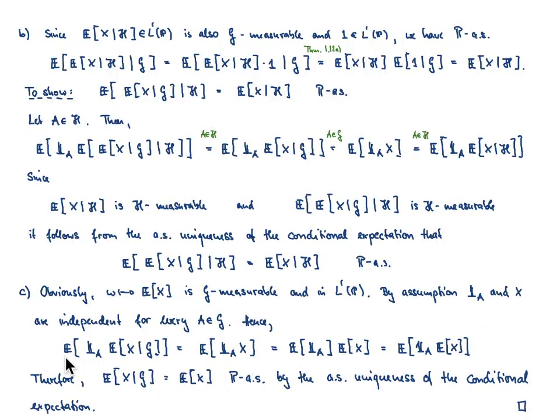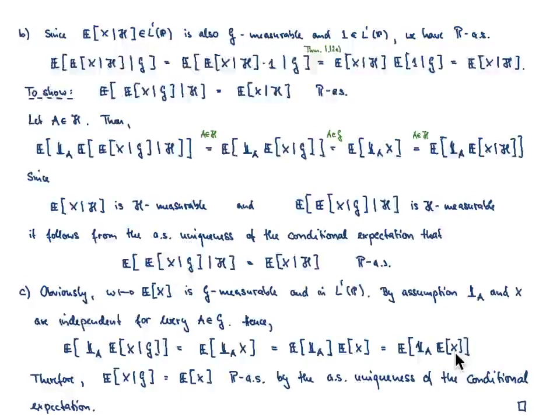Let us compute first the expectation of the indicator function of A times the conditional expectation of X given G. By definition of the conditional expectation, this is nothing else but the expectation of the indicator function of A times X. But now we know that these two random variables are independent. So I can rewrite that expectation as a product of two expectations, namely the expectation of the indicator function of A times the expectation of X. That's a constant, so I can also take this constant inside the expectation. So I can write that as the expectation of the indicator function of A times the expectation of X.